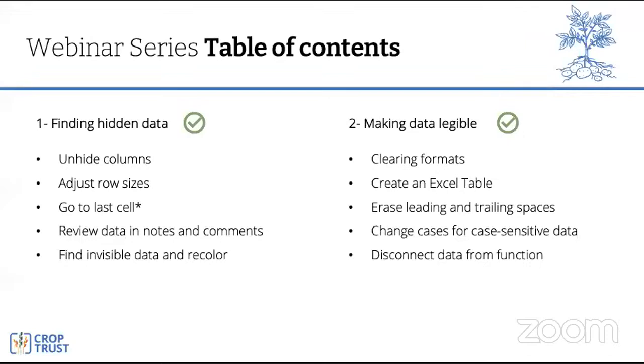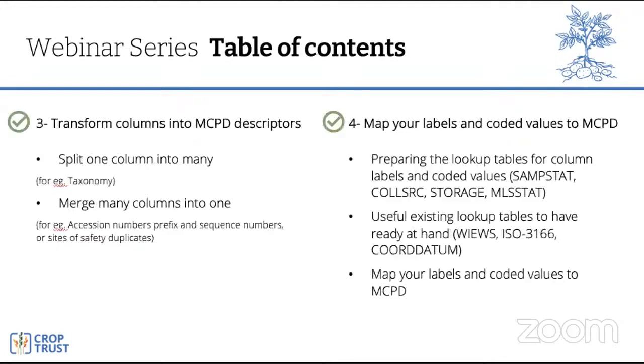What we previously did in data cleaning was finding hidden data, unhiding columns, adjusting row sizes, finding if there's any data hidden far away in the file, reviewing data and notes and comments, and finding and recoloring invisible data. And also making data legible by clearing formats, working in an Excel table, erasing unnecessary spaces, and changing the cases for case-sensitive data.